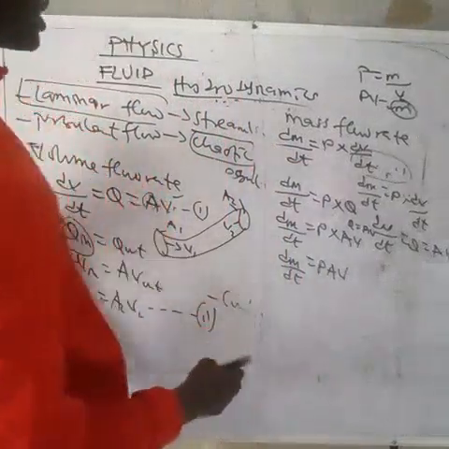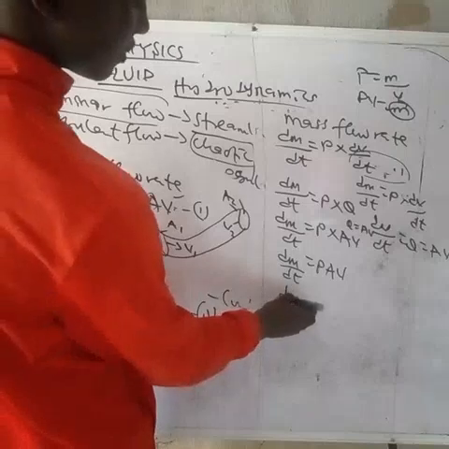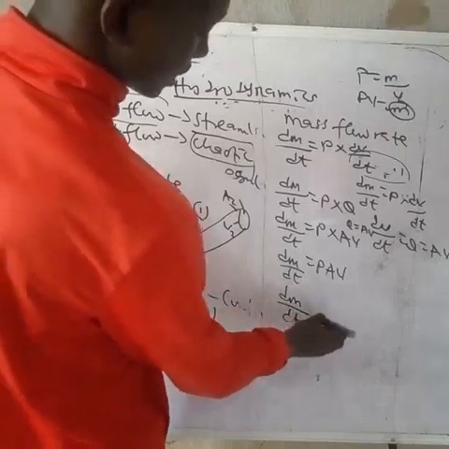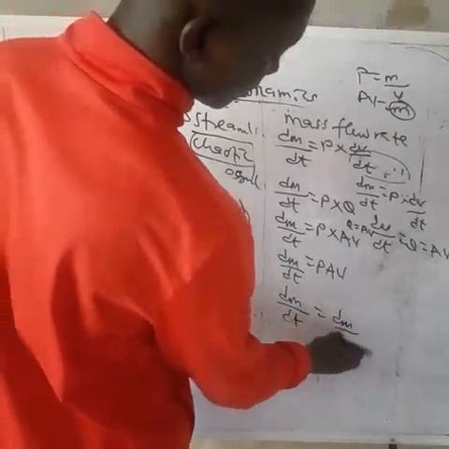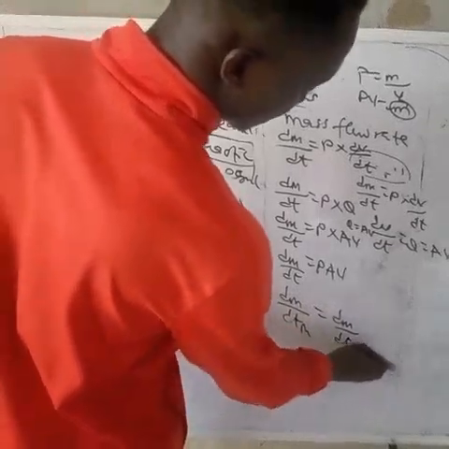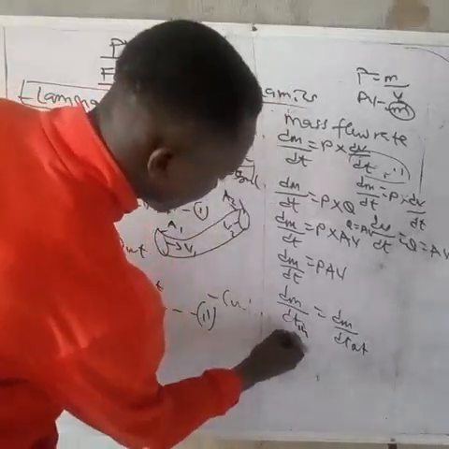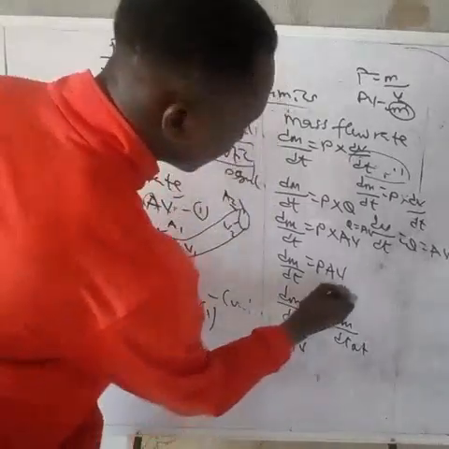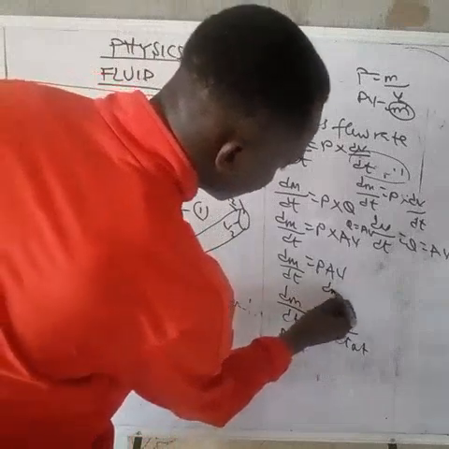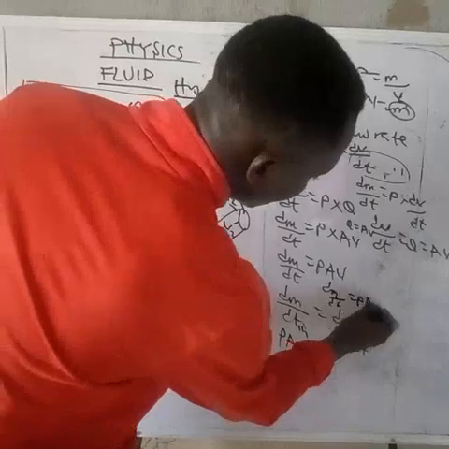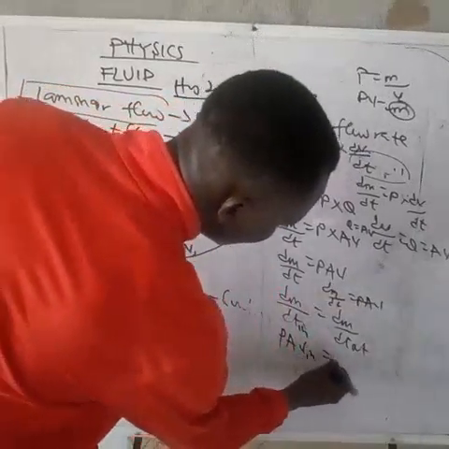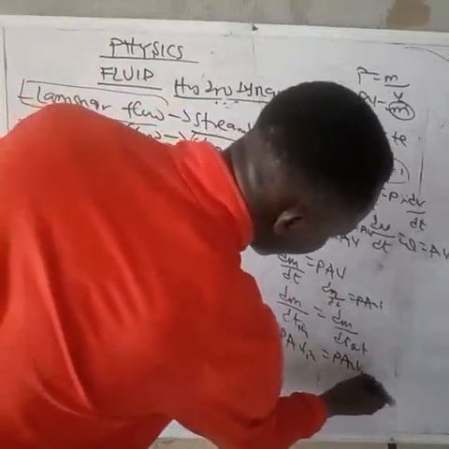so you can also determine the value of the mass flow rate in and out. So we have dm over dt in, and dm over dt out. If this is the case, what is dm over dt of in? It is rho AV, because dm over dt is equal to rho AV. So you have rho AV in is equal to rho AV out of the pipe.